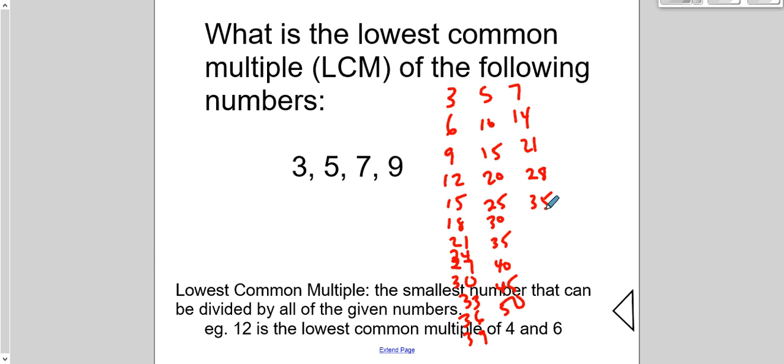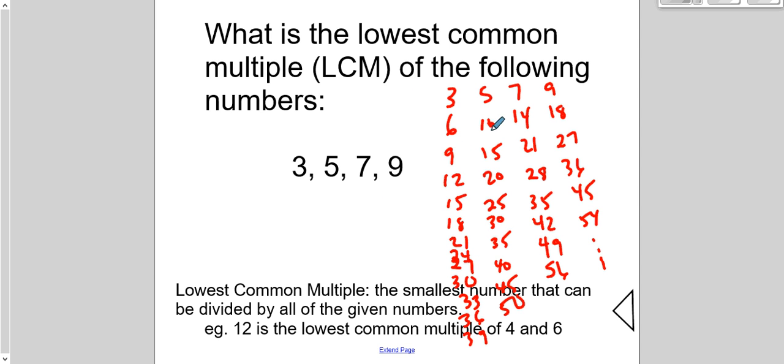Let me think. What comes next? 7 times 6, which is 42. 7 times 7, which is 49. 7 times 8, which is 56, and so on. And then you could do that with the 9s. 9, 18, 27, 36, 45, 54, and so on. Okay, and what you're looking for is the lowest number that's the same in all your columns. But as you can see, this can get to be long and messy.